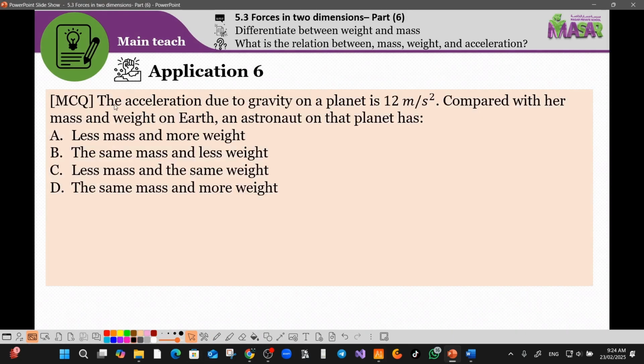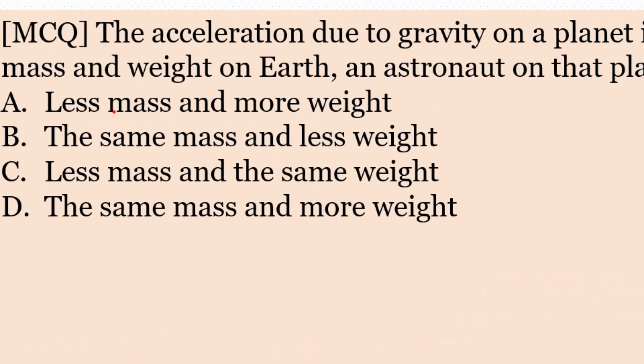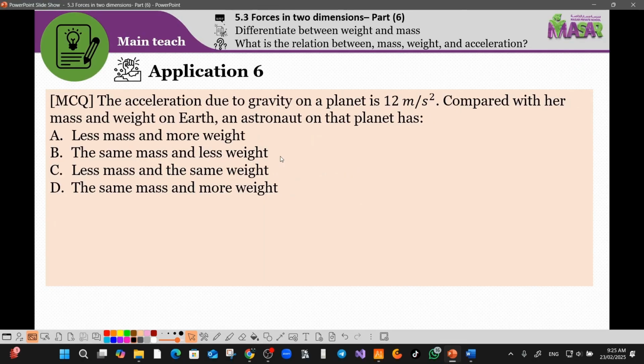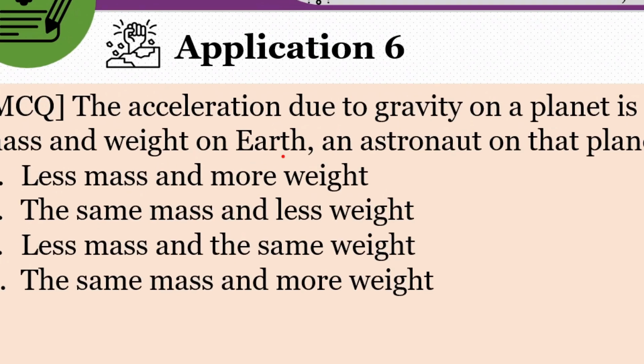Application 6. The acceleration due to gravity on a planet is 12 meter per second squared, which is much higher than the gravitational field on the Earth. We know that on Earth it's 10. Compared with her mass and weight on Earth, an astronaut on that planet has. So here in these choices, we need to choose one correct statement that correctly describes what will happen to the mass and the weight on that planet if we compare it with the ones on the Earth.